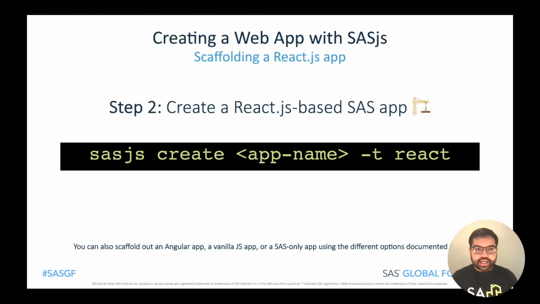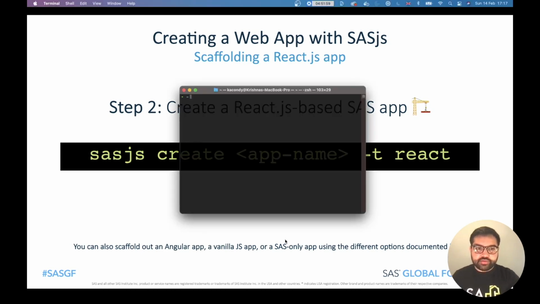Once you have the CLI installed, we can scaffold out a React web app using the SAS.js create command. It's worth noting that you can also scaffold out an Angular app, a vanilla JS app, or a SAS only app using the different options available. So let me bring up my terminal and we can scaffold out a React app.